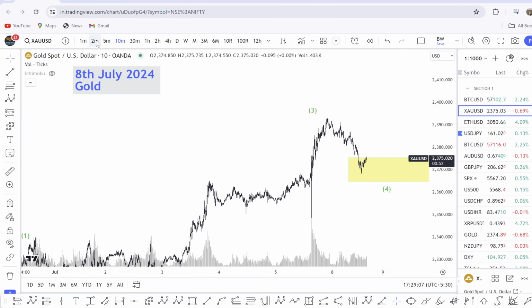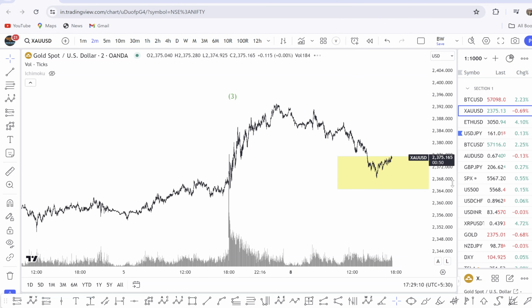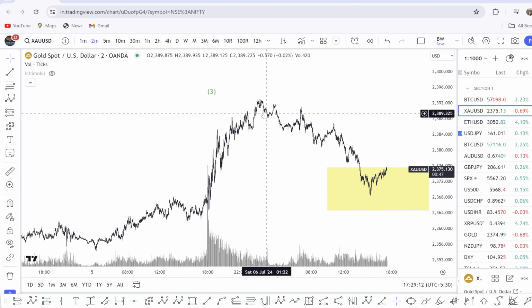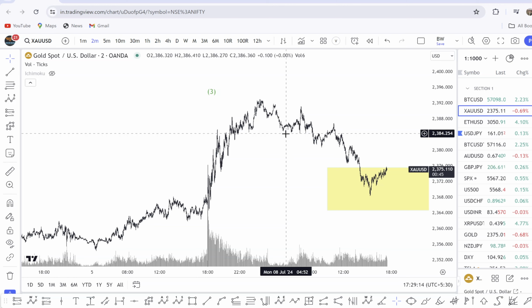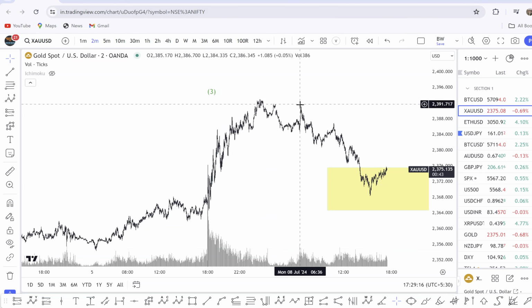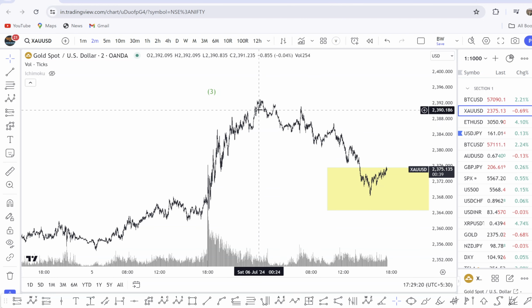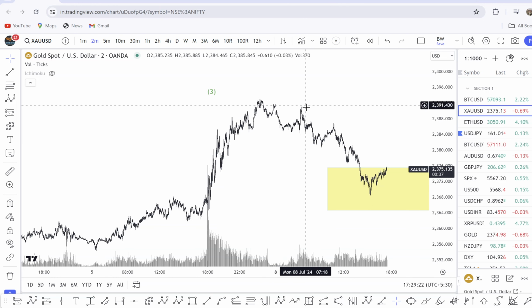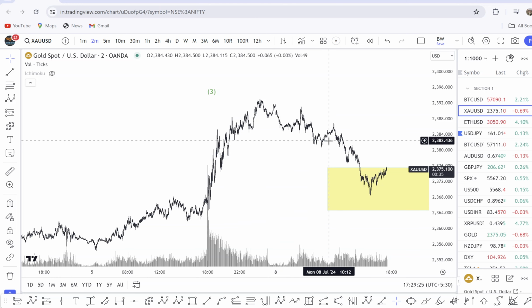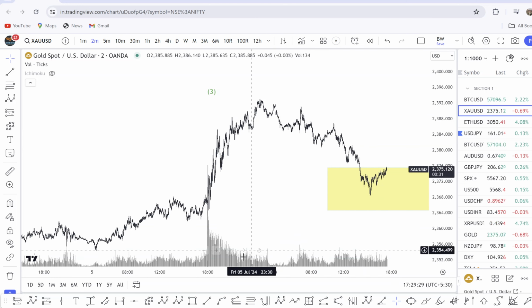Here, let's check the chart. A, B, C, A, B, C, and on XAU. So this is one A, B, and C, X, A, B, and C.